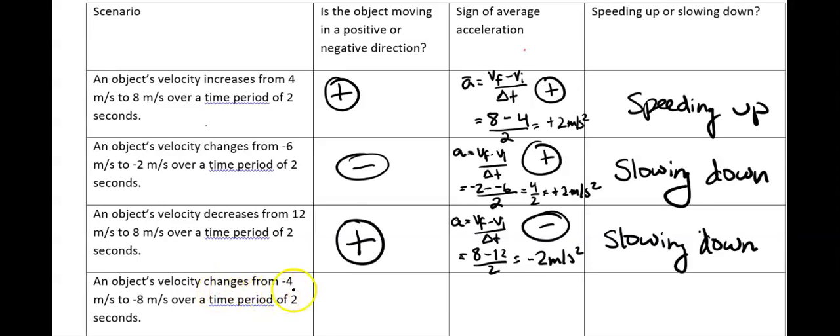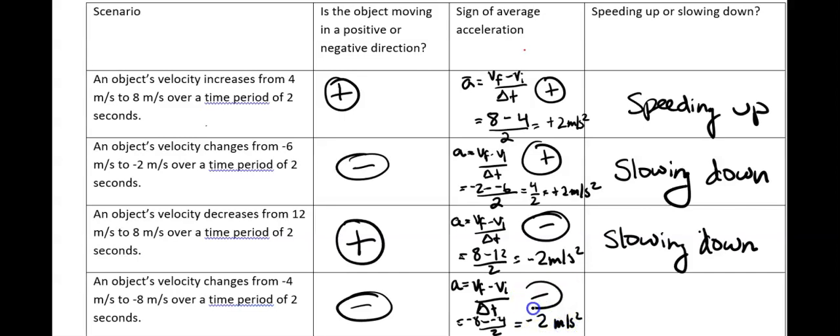Now the last one: negative 4 meters per second to negative 8 meters per second. The velocity is negative, which means you're moving in a negative direction. Now let's calculate the acceleration: Vf minus Vi over delta t. We have negative 8, take away negative 4, over 2. This gives us negative 2 meters per second squared, so this is negative. And in this case, you're speeding up. You're going from negative 4 meters per second to negative 8 meters per second, so in a negative direction, you're just getting faster.